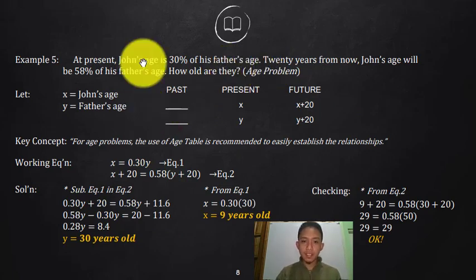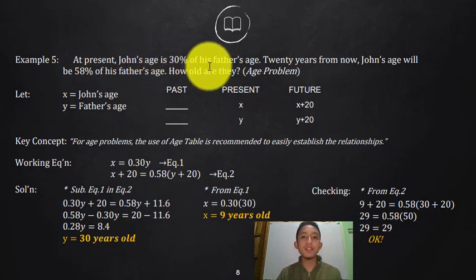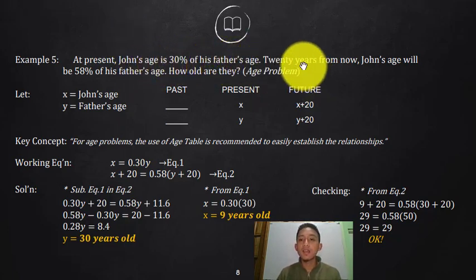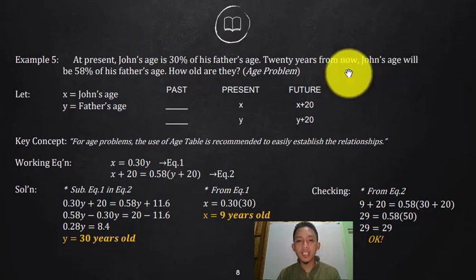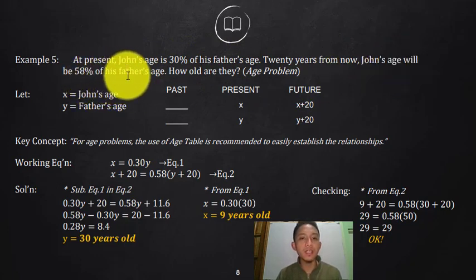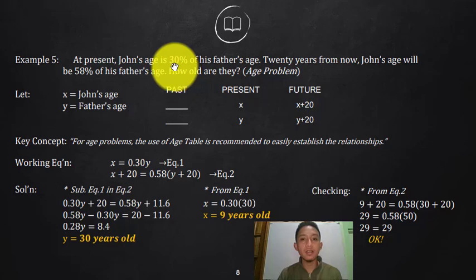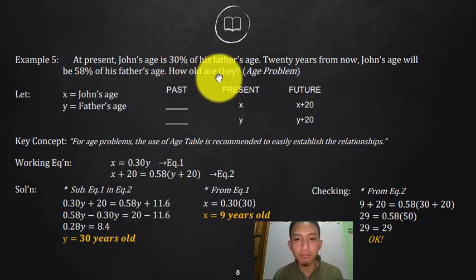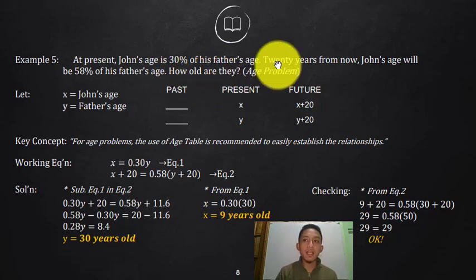Okay, so at present, John's age is 30% of his father's age. 20 years from now, John's age will be 58% of his father's age. How old are they? That is the problem. By the way, this is an age problem, another type of problem solving. Okay, we are talking here of ages.